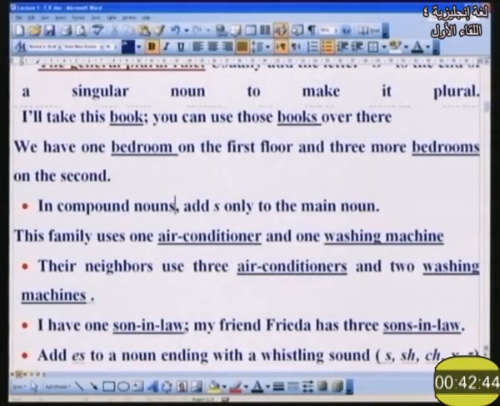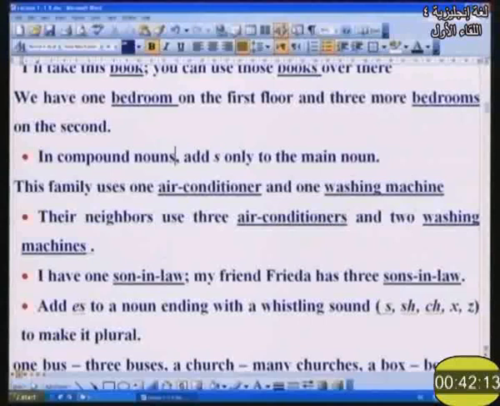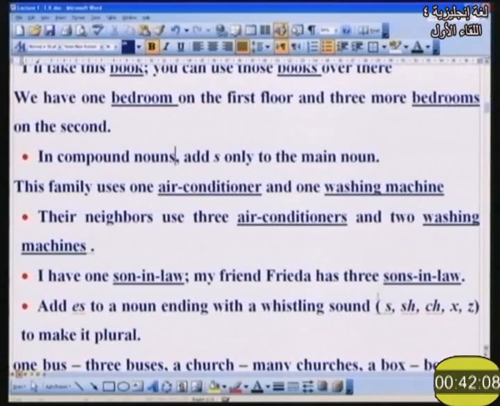And again, this happens with washing. Washing is a noun, but it cannot be pluralized. Washings. You can never use a word like this. Even in Arabic, the word ghasil can never be pluralized. Logically and meaningfully, the word that carries the meaning is machine. It is a washing machine. This is what can be pluralized. Then, when you put the plural, you put it on the word machine. Their neighbors use 3 air conditioners and 2 washing machines. Okay? This is one rule.